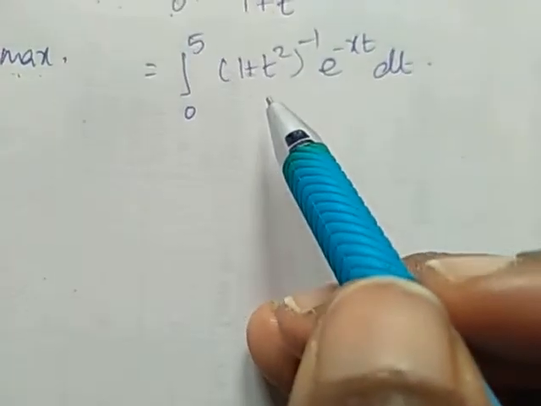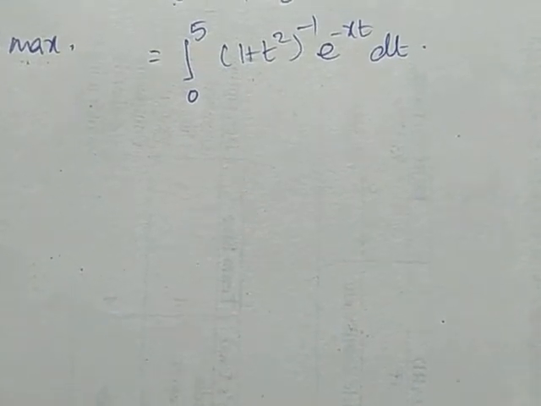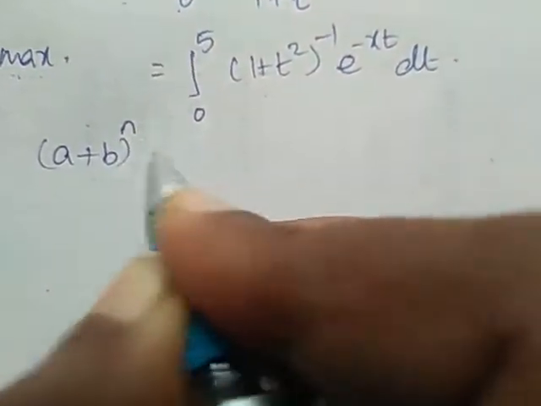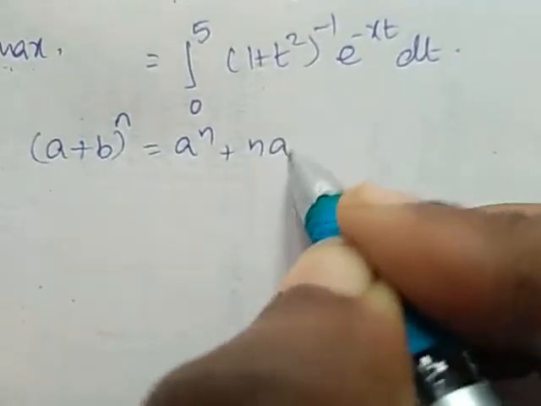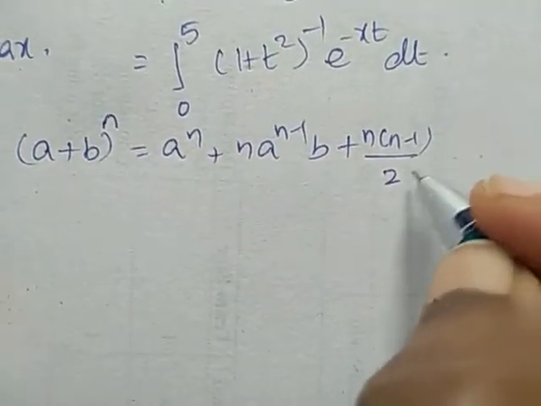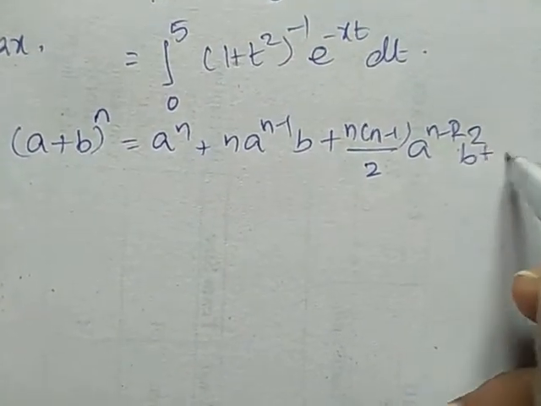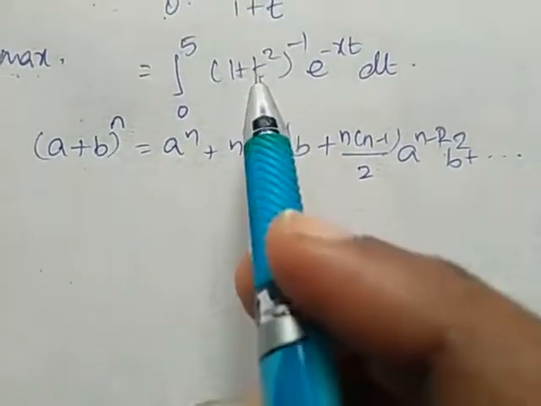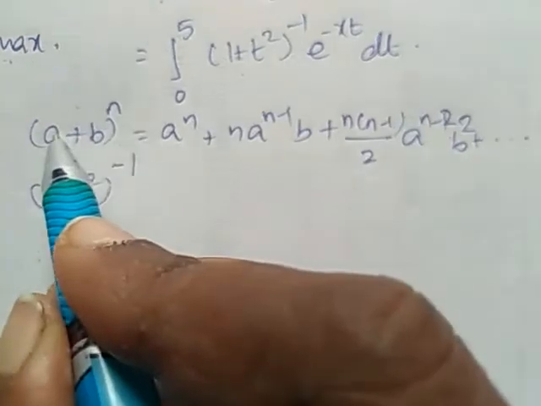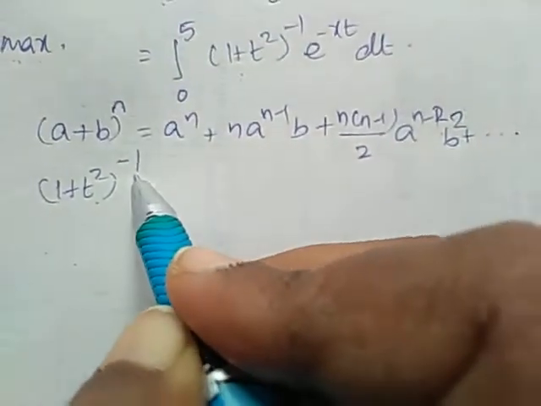So we have to expand this and find the summation of this term. I hope you remember the binomial expansion. What is the general form? Do you remember? (a plus b) to the power n is equal to a^n plus n a^(n minus 1) b plus n(n minus 1) by 2 factorial a^(n minus 2) b square, etc. So using binomial expansion we are going to expand (1 plus t square) to the power minus 1. In place of a we have 1, in place of b we have t square, in place of n we have minus 1.